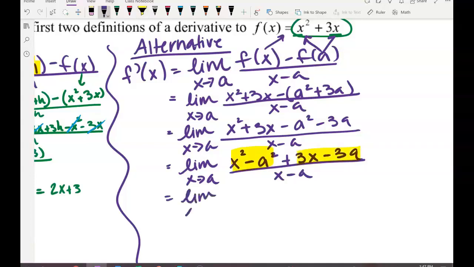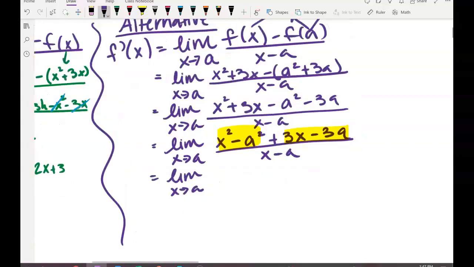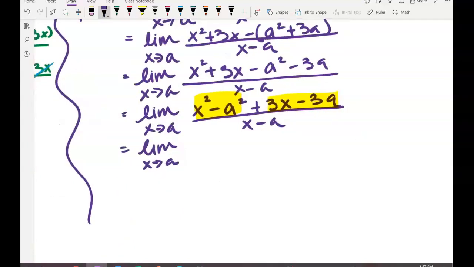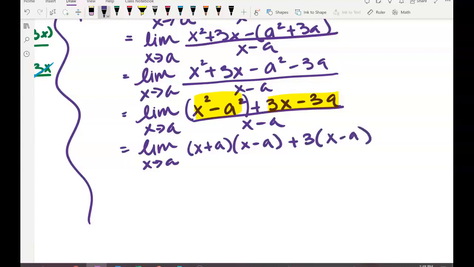So the limit as x approaches a. The first two groups, guys, that's a difference of two squares, okay? So difference of two squares, x plus a times x minus a. The second two group, we can take out a 3 because that's the GCF. We now have x minus a left, all over again, x minus a.